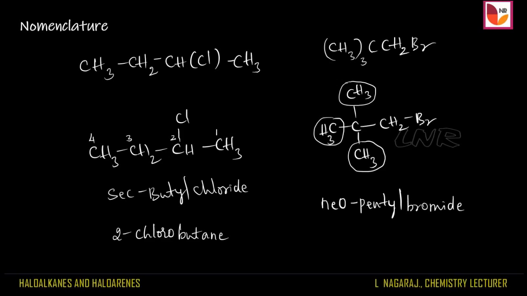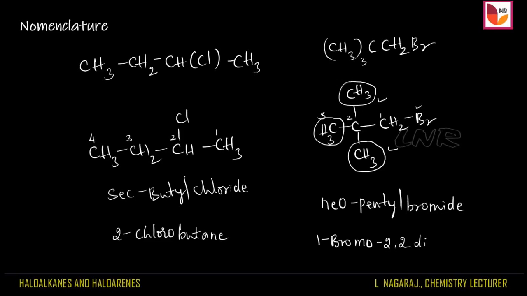And in the IUPAC system, the numbering is to be done from the end which contains the halogen atom, that is 1, 2, and 3. So second carbon atom contains two substituent groups, that is two methyl groups, and first carbon atom contains the halogen atom. Hence it is to be represented as 1-bromo. So first write the name of the halogen, then second carbon contains two methyl groups, hence it is to be represented as 2, 2, that is, 2 for one methyl, another 2 for another methyl group, so the position is 2, 2.